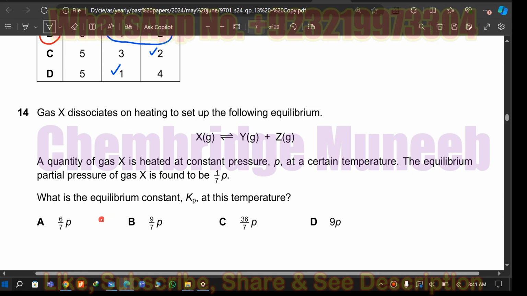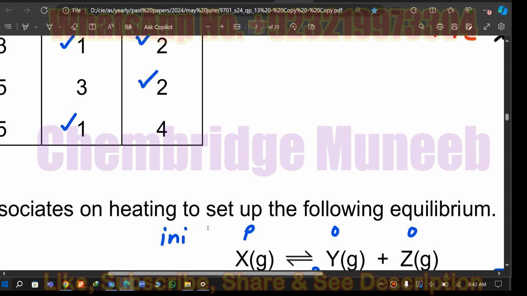Now in this question we need to determine Kp, which means we need to find the pressure values of all the 3 substances in equilibrium. The X value is already given, but we need to find the pressure expression for Y and Z. So it means we need to do the working, and I have done the working already. Now we know that for equilibrium we have 2 different states, the initial state and the equilibrium state or stage.